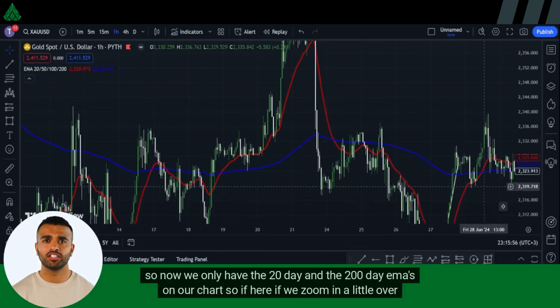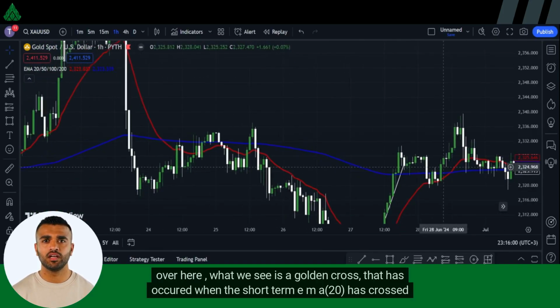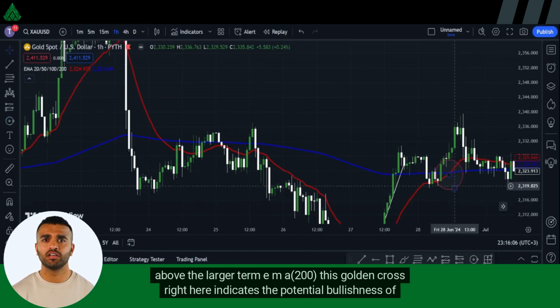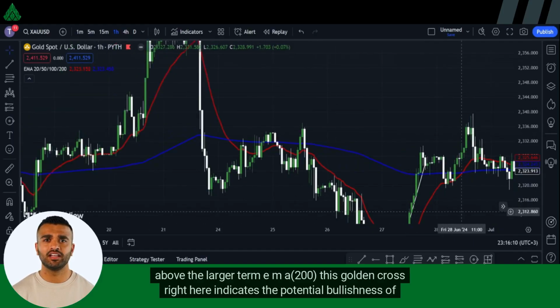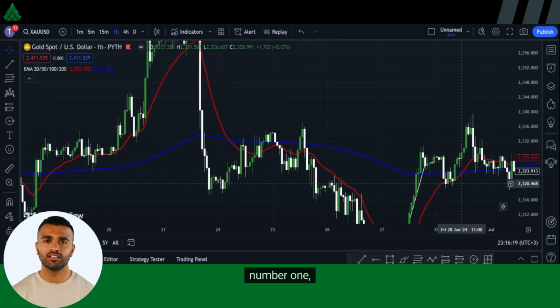So if we zoom in a little over here, we notice something. Over here, what we see is a golden cross that has occurred when the short-term EMA, 20, has crossed above the larger-term EMA, 200. This golden cross right here indicates the potential bullishness of the market, but we're not going to open our buy positions right away. This EMA cross is just our confirmation number 1.